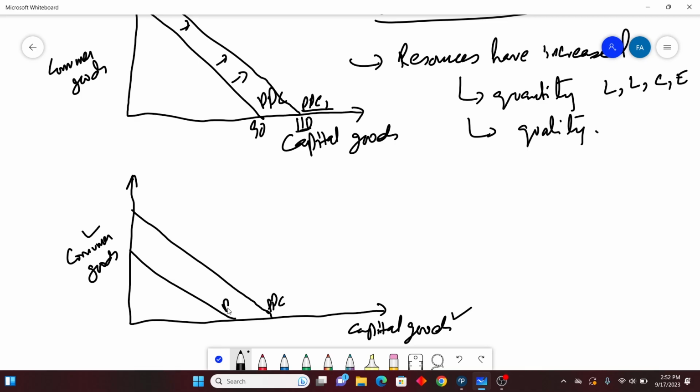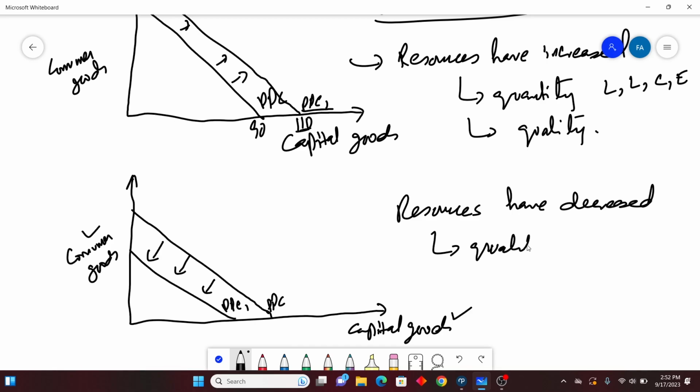Now I'm showing that it is PPC1. Now it is going inside the graph. If you see this thing, if it is coming inside the graph, it means it is decreasing. Resources have decreased. Now it's opposite. Resources have decreased, in terms of quality and in terms of quantity.